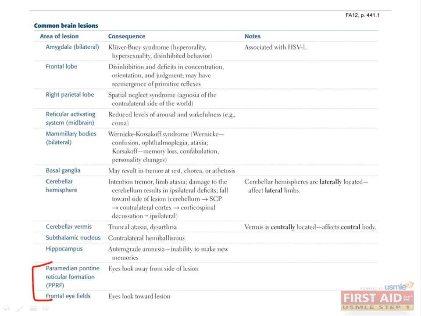Damage to the paramedian pontine reticular formation, the PPRF, will end up causing the eyes to look away from the side of the lesion. If, on the other hand, you damage the frontal eye field, which is by the premotor cortex, you get the opposite result, and the eyes would actually look toward the lesion.